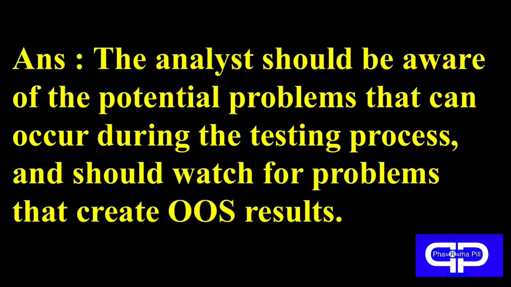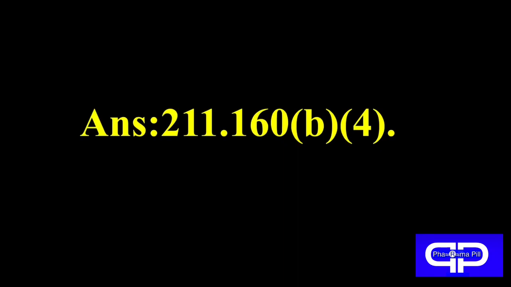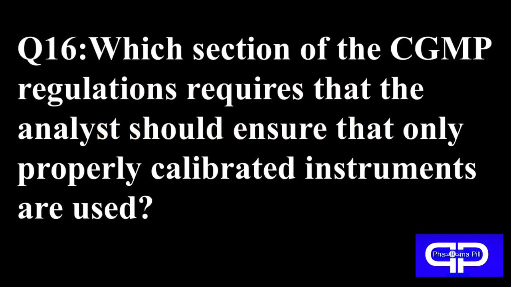Answer of the question is, analysts should be aware of the potential problems that can occur during the testing process and should watch for problems that create OOS results. So now comes question number 15. Which section of CGMP regulation requires that the analyst should ensure that only those instruments meeting established specifications are used for analysis? And the answer for the question is section number 211.160(b)(4).